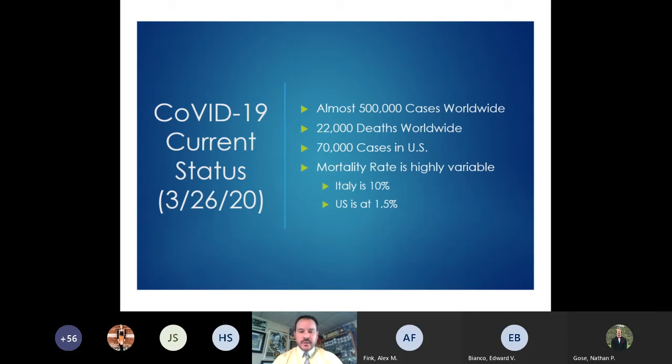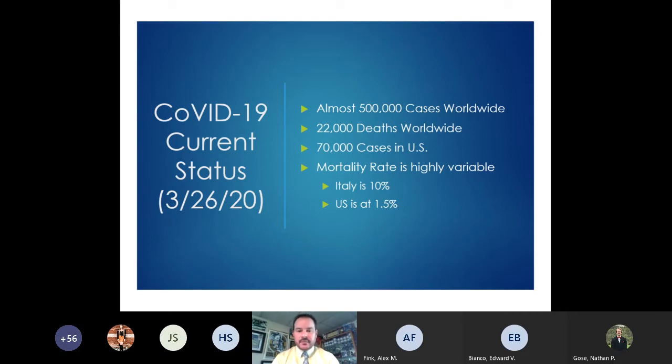Mortality rate is all over the place. It's really highly variable. You've probably read a lot about this. In Italy, it's about 10%, which is absolutely terrifying. So they have on the order of about 70,000 plus cases, and they have about 7,000 deaths. And so the mortality rate there is pretty high. Here in the US, we're only at about 1.5%. So why that's the case, it's just not really known, but it should obviously not be taken lightly.